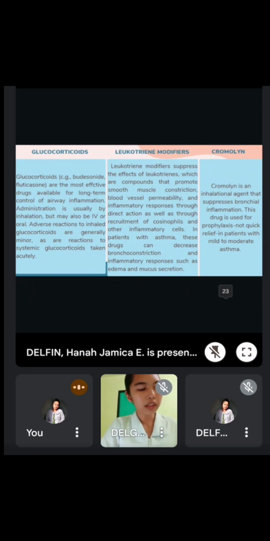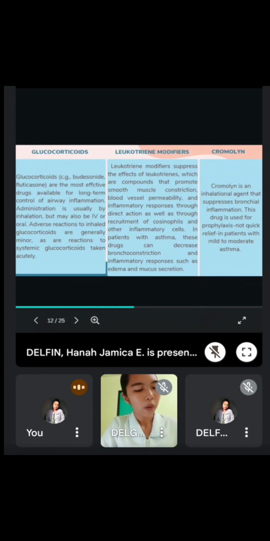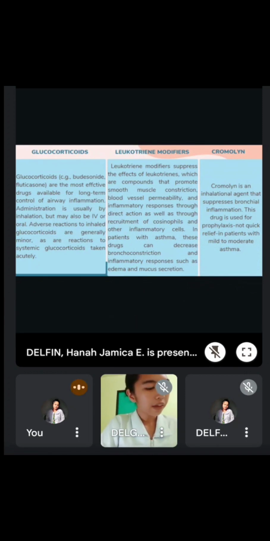The therapeutic uses. Chronic asthma: cromolyn is an alternative to inhaled glucocorticoids for prophylactic therapy of mild persistent asthma. When administered on a fixed schedule, cromolyn reduces both the frequency and intensity of asthma attacks. In exercise-induced bronchospasm, cromolyn can prevent bronchospasm in patients at risk for EIB.